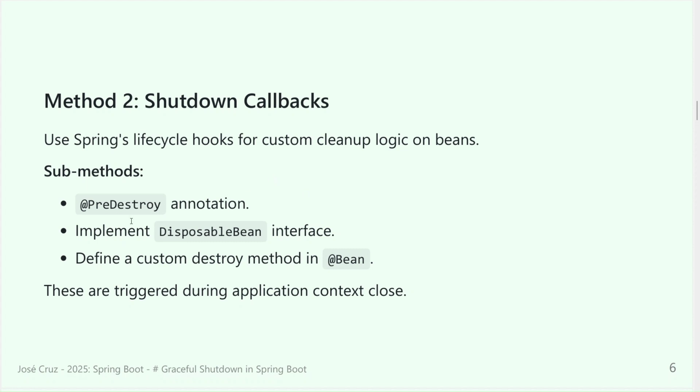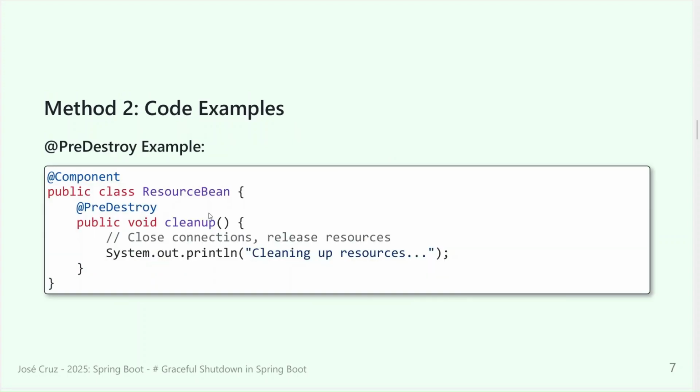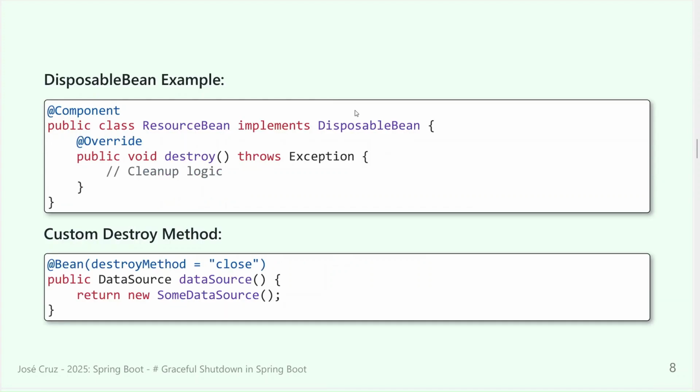So there are other ways. I created a video a long time ago, maybe 3 or 4 months ago, where I talk about the PreDestroy, DisposableBean, and even other ways to use PreDestroy. And I think I have an example here, like this component, resource bean, PreDestroy. You do the cleanup. The method doesn't have to be called cleanup. It just needs the PreDestroy annotation. If you want to use the interface, you can implement DisposableBean. Of course, you have to override destroy.